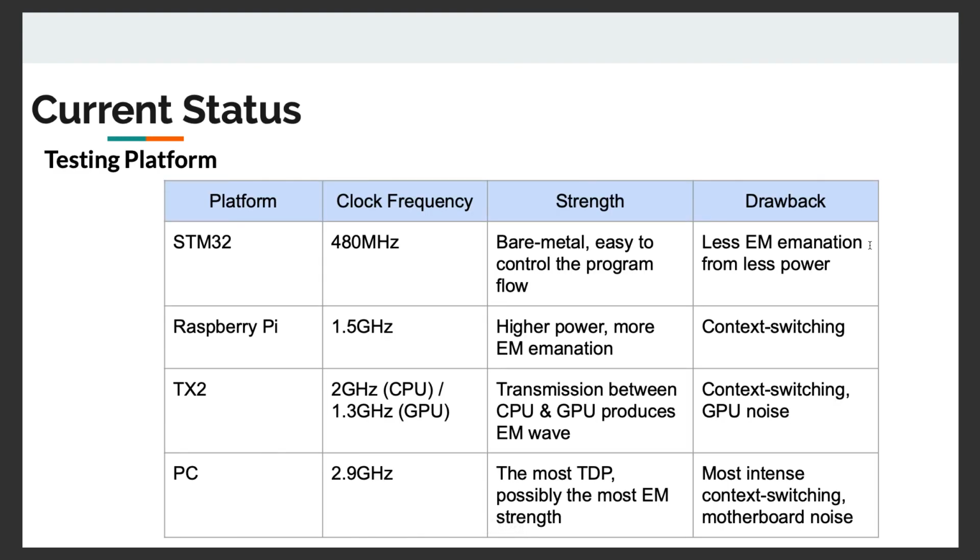We plan to do research on different platforms: STM32, Raspberry Pi, Jetson TX2, and PC, which represent different kinds of devices. STM32 represents the mobile device, a typical MCU, and Raspberry Pi is a kind of tiny PC. Jetson TX2 is a GPU manufactured by NVIDIA. And PC includes both desktop and laptop.